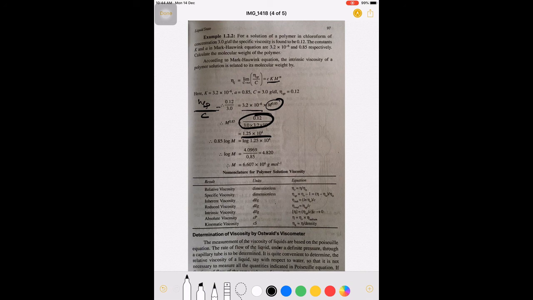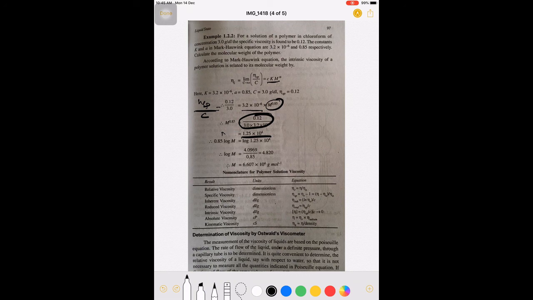Now by taking the log, this is the value we have got here. By taking the log of this equation, we come to this equation: 0.85 log of M is equal to log 1.25 into 10 raised to 4. Now log of M is equal to, by calculating the value of log, 4.0969 divided by 0.85. We have this value, that is 4.820. Then M is equal to, if you take the antilog of 4.820, we get 6.607 into 10 raised to 4 gram per mole. So this is the molecular weight of the given polymer.